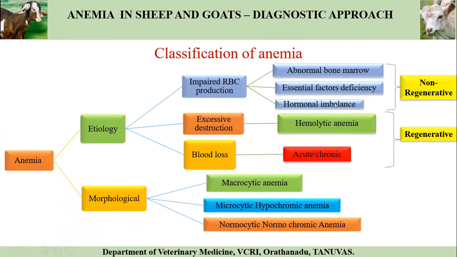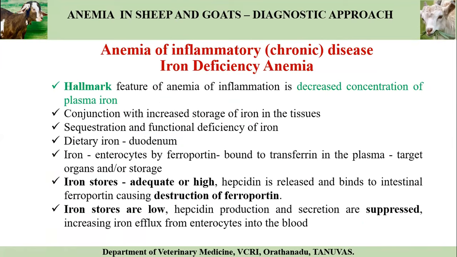So the first primary cause of non-regenerative anemia is iron deficiency anemia. The hallmark feature of anemia of inflammation is a decreased concentration of plasma iron. What will happen once the plasma iron is reduced is congestion, with increased storage of iron in the tissues. Next comes sequestration and functional deficiency of the iron.